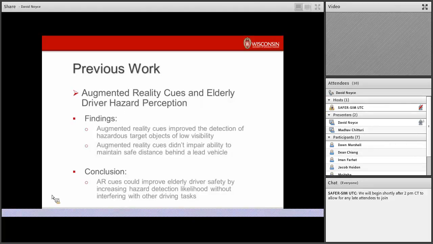In a nutshell, what was found was that augmented reality was actually pretty good, and it helped improve the information that was being presented. And augmented reality cues in general are effective at improving, in this case, elderly drivers, but perhaps all drivers, in better detection and likelihood of what may be happening as they approach or move downstream along the roadway.